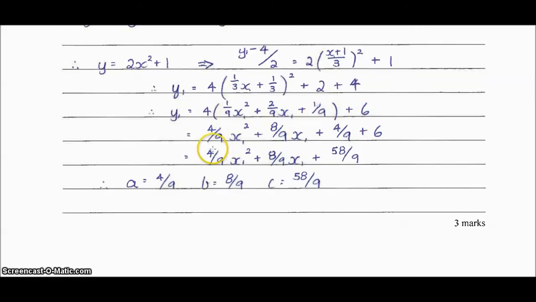Multiply that all by 4. Find a common denominator just for this part here. So 6 times 9 is 54. So 4 on 9 plus 54 on 9 is 58 on 9. And here's my transformed equation. And here's my A, my B, and my C.